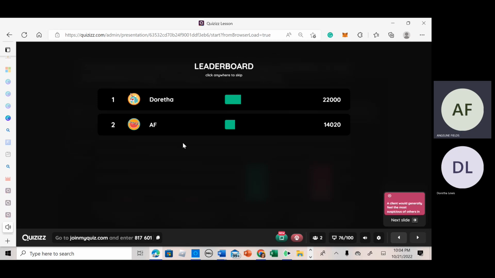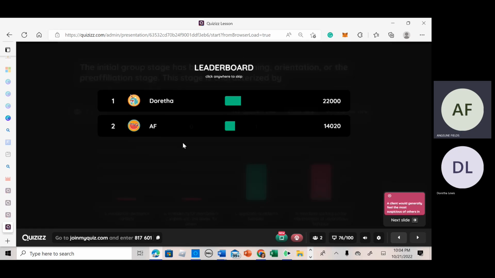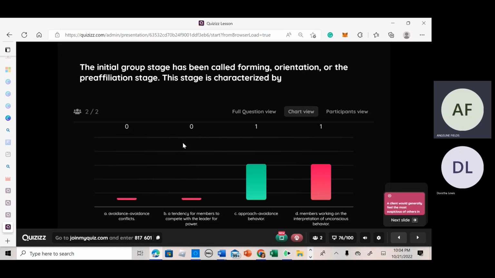So the initial group stage has been called forming, orientation, or the pre-affiliation stage. This stage is characterized by approach-avoidance behavior. And I had picked members working on the interpretation of unconscious behavior. So I was thinking they were trying to get everybody on the same page by making conscious decisions to move forward, but that's not the correct answer.